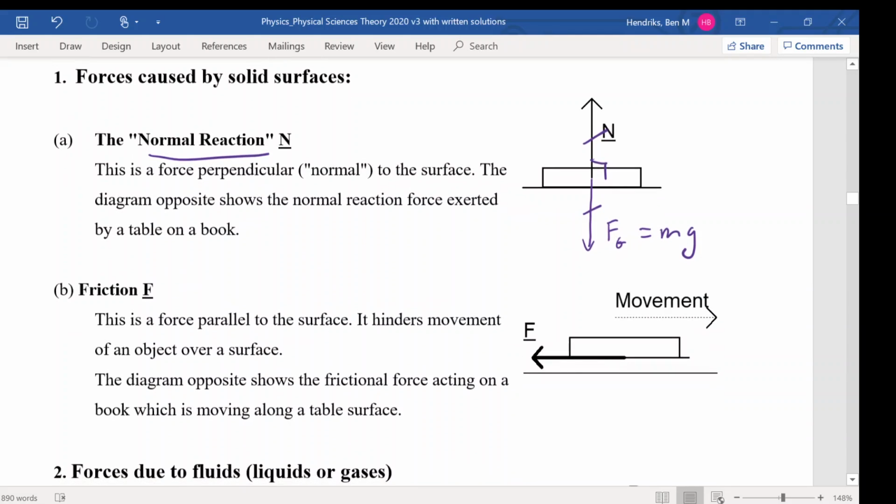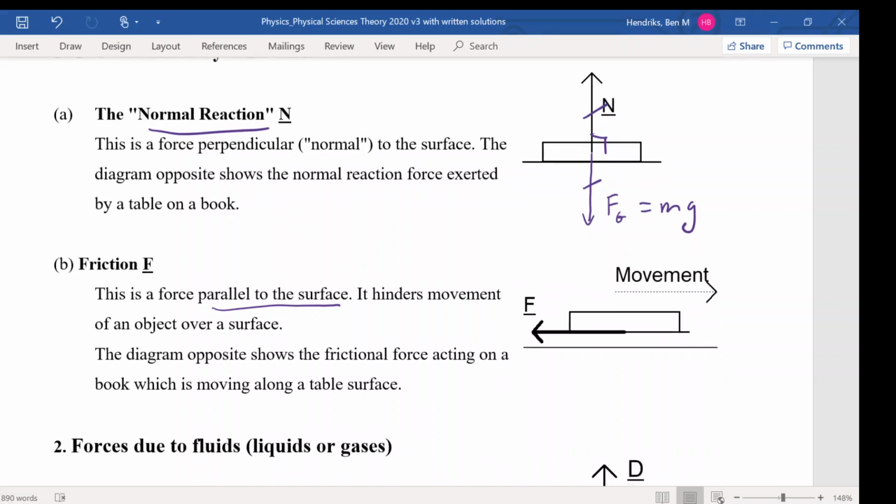Another type of force that you'd be familiar with is the friction force. This force is parallel to the surface. It hinders movement of an object over a surface. The diagram opposite shows the frictional force acting on a book, which is moving along a table. The important concept of friction is it acts in the opposite direction of the movement due to the contact between the object and a surface.